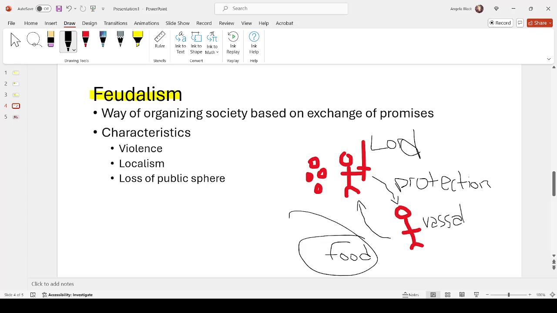And all of society became organized during the collapse of the Roman Empire in the West. European society became organized around these exchanges of promises, which is to say that there wasn't anyone who was not involved in the system in some fashion. If you were living in feudal Europe, you were either a lord or a vassal, although technically speaking, some lords were also vassals to other, more powerful lords. That's much better. Okay. So this is the essence of feudalism.